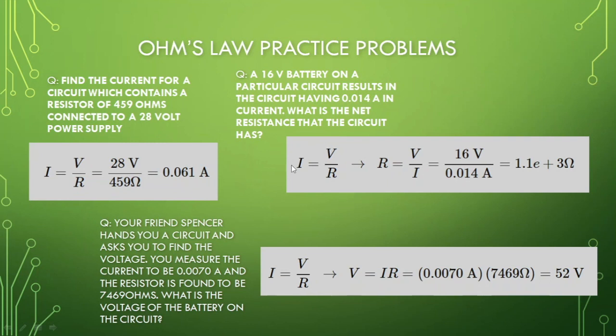Here is Ohm's law again. Now you're going to solve for resistance. Here's your voltage, here's your amperage, and you can figure out 1.1 ohms. And down here, you're solving for voltage, by algebraically changing the equation.